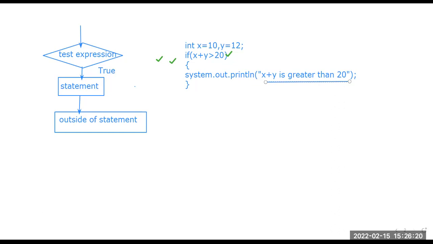Now coming to the next part, that is the if else statement. What is the part of this if else statement? If the condition is true, then some block will be executed. Now the scenario is we can do the same thing in the if part, right? So what is the added advantage of this if else statement?